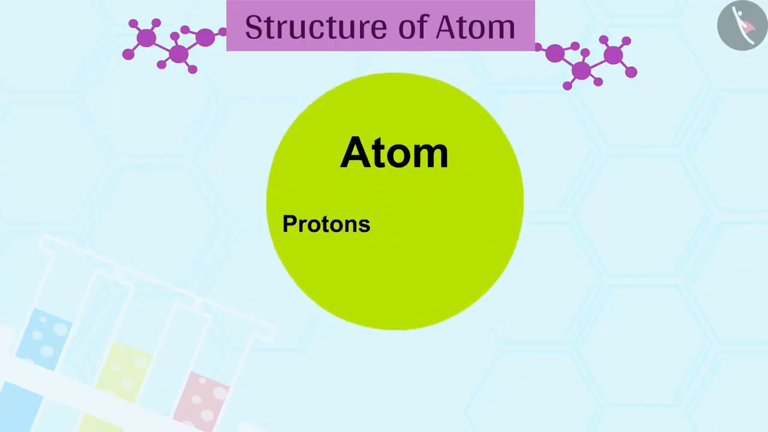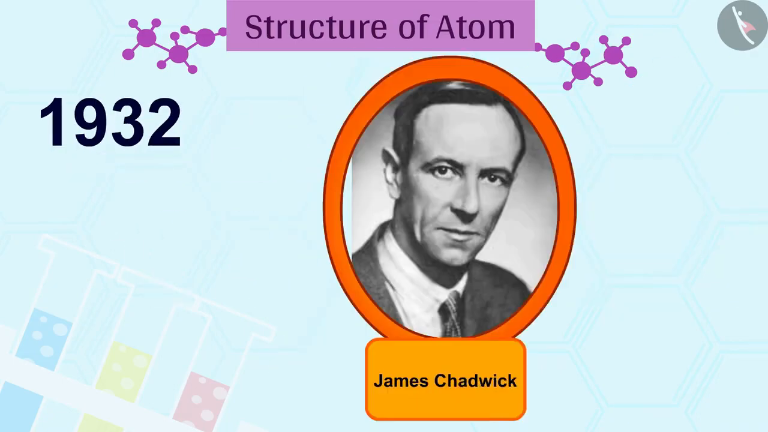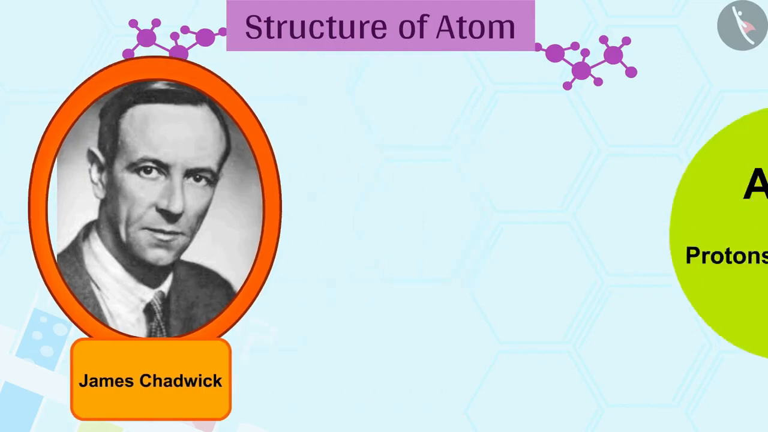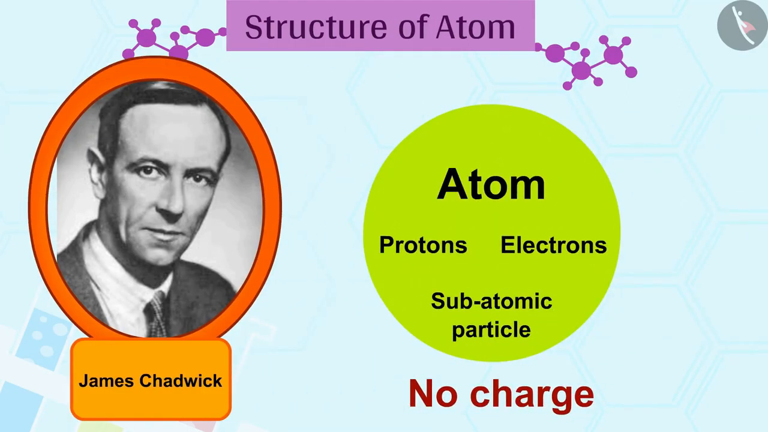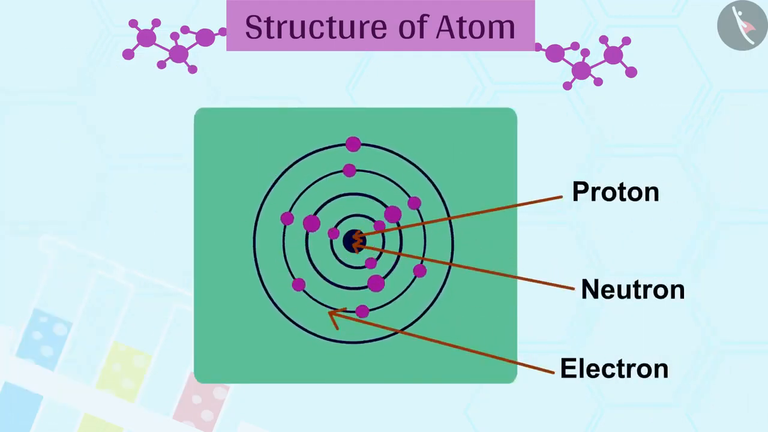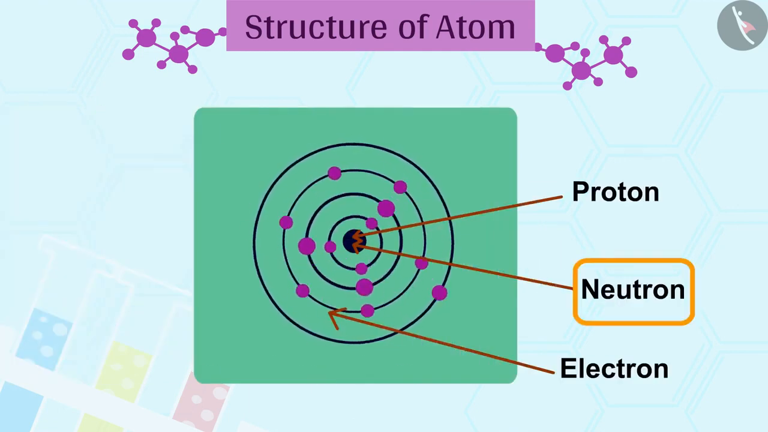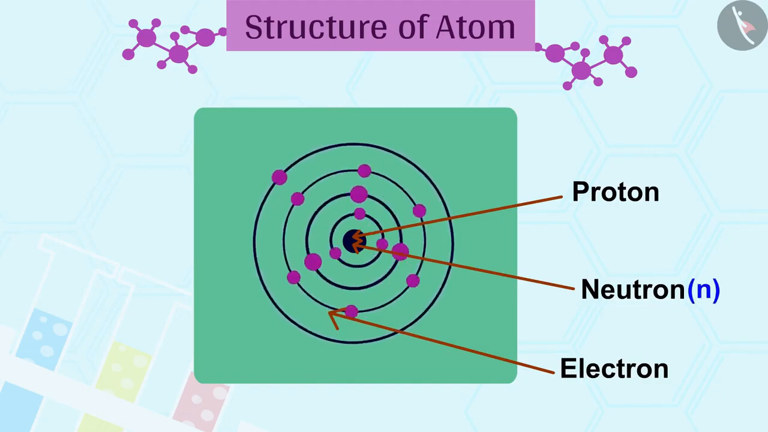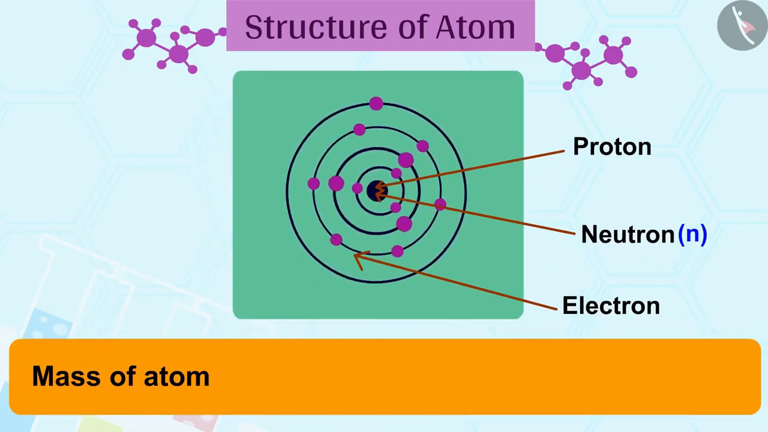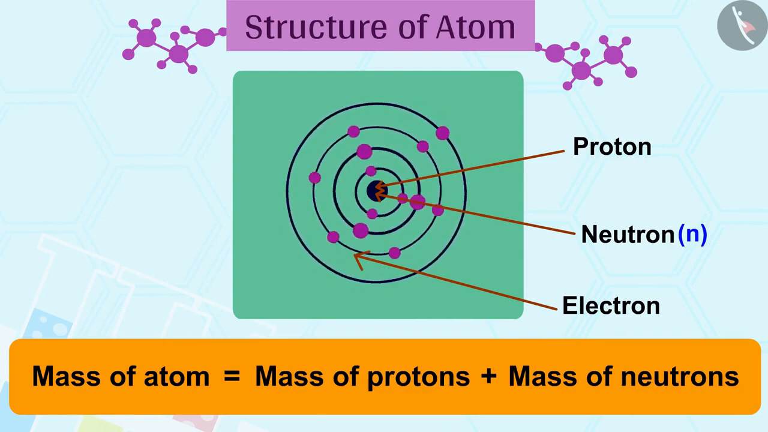Do only protons and electrons exist in an atom? In 1932, J. Chadwick discovered another subatomic particle which had no charge and a mass nearly equal to that of a proton. It was eventually named the neutron. Neutrons are present in the nucleus of all atoms except hydrogen. In general, a neutron is represented as n. The mass of an atom is therefore given by the sum of the mass of protons and the mass of neutrons present in the nucleus.